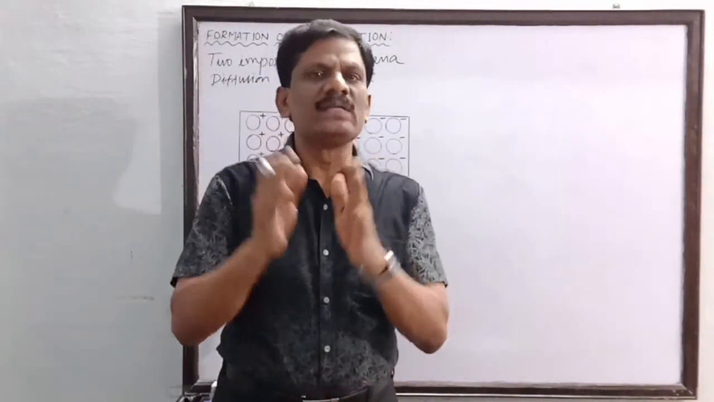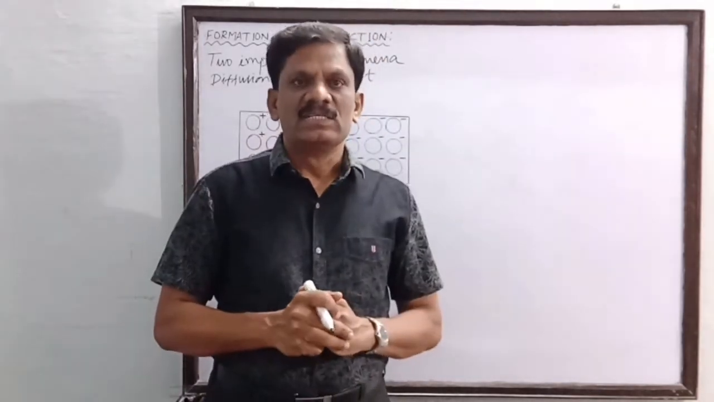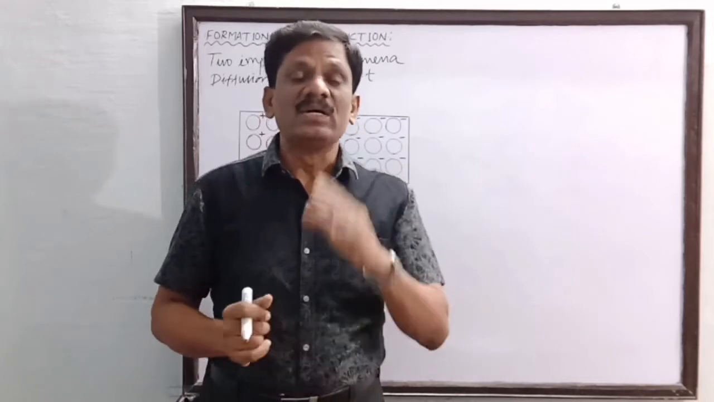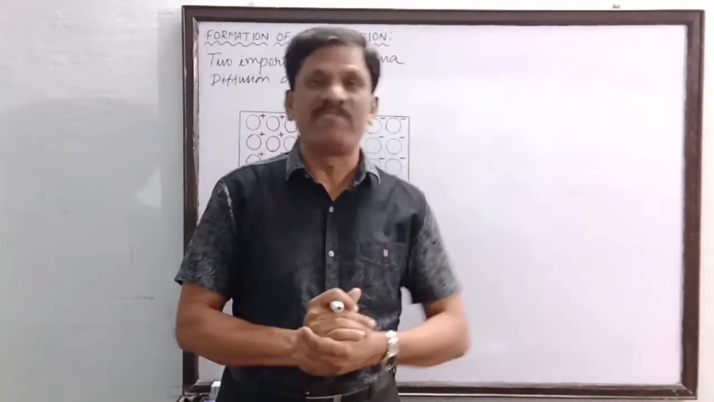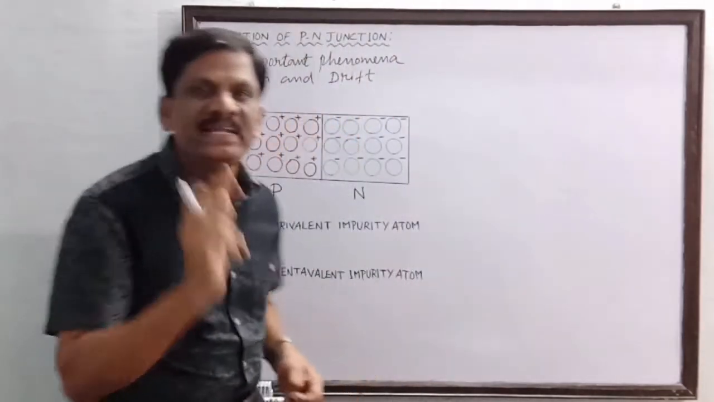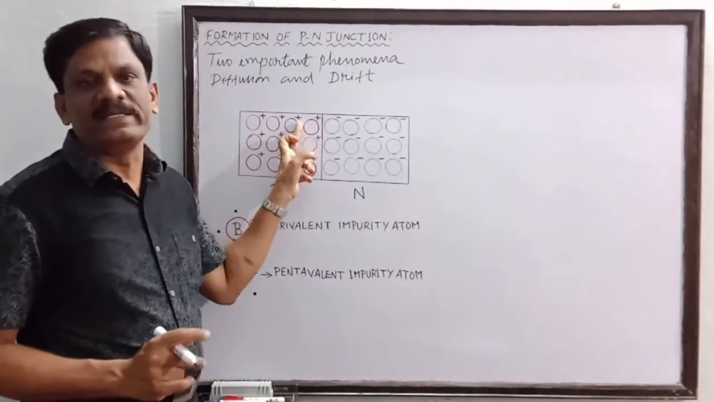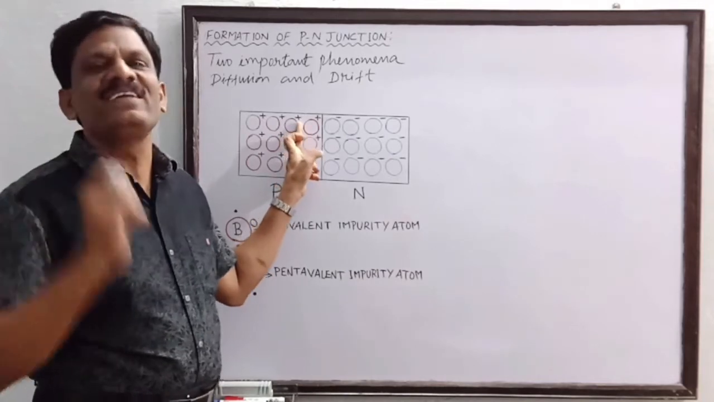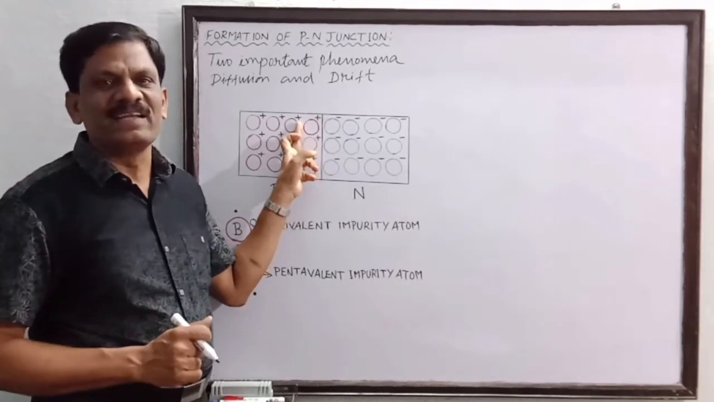And these holes are large in number than the free electrons. So free electrons are also present in the P region. But who is more in number? The holes are more than the free electrons. So in the P region, my dear students, the holes are the majority charge carriers, while the free electrons are minority charge carriers. Both are present, but holes are large in number.